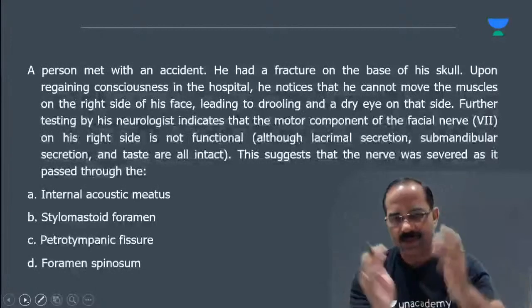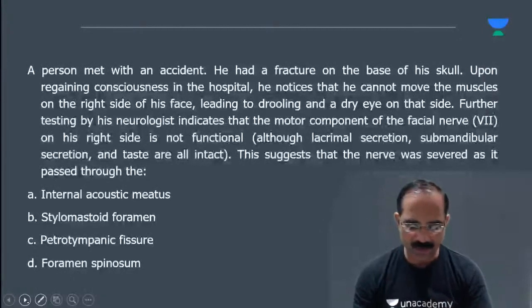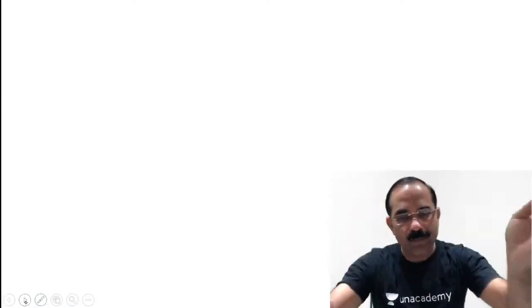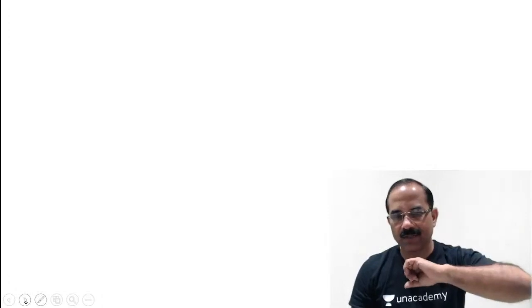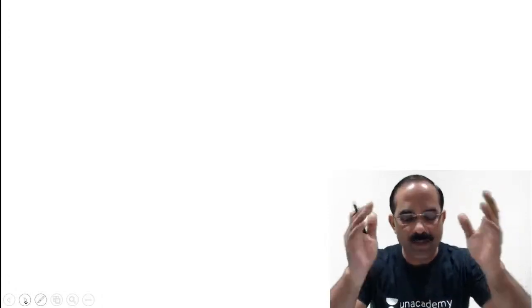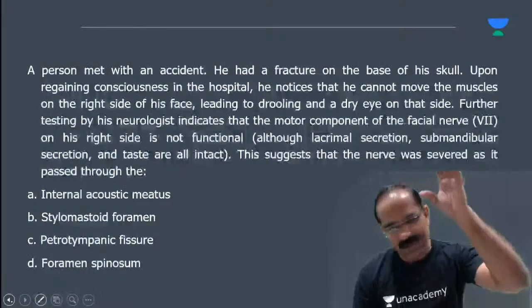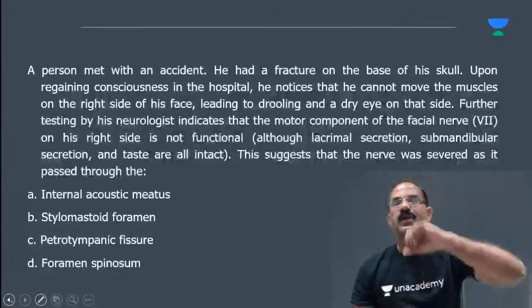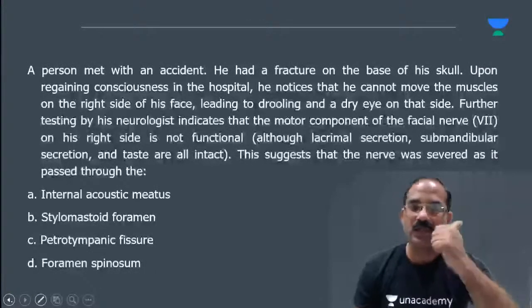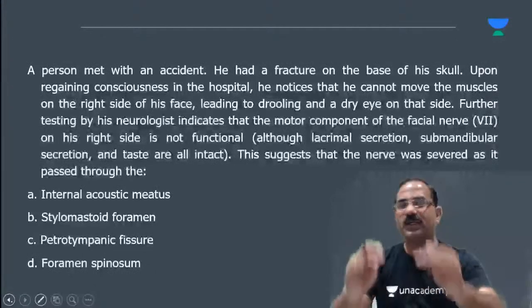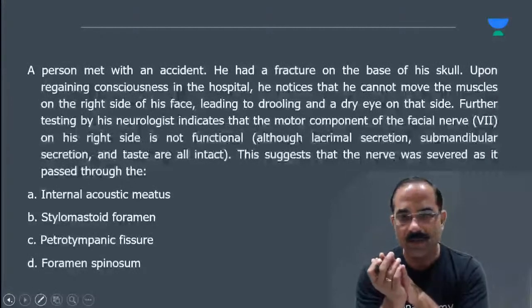So we'll just discuss the facial nerve in short. Tell me, students, now facial nerve enters into which foramen of the skull? The internal acoustic meatus. Correct? It enters into the internal acoustic meatus. It's now inside which ear? It is into which ear? Internal ear. From the internal ear, it comes into the middle ear cavity.